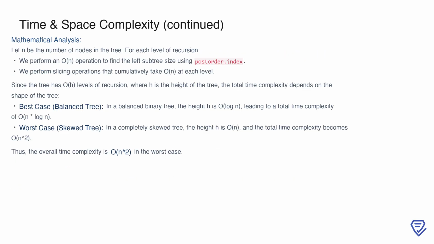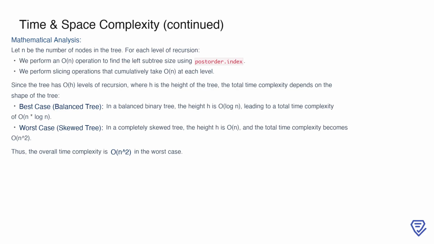To analyze the time complexity more formally, consider that the tree has n nodes and each level of recursion involves two key operations. First, we perform an O(n) operation to find the left subtree size using postorder.index. Second, we perform slicing operations that cumulatively take O(n) at each level. Since the tree has h levels of recursion, where h is the height of the tree, the total time complexity depends on the tree's structure.